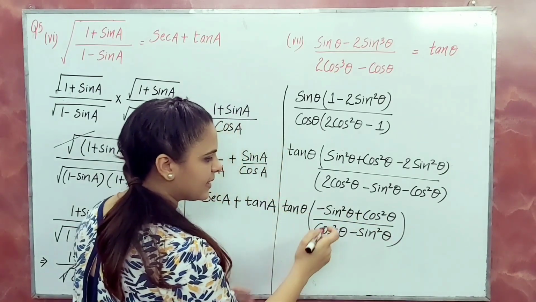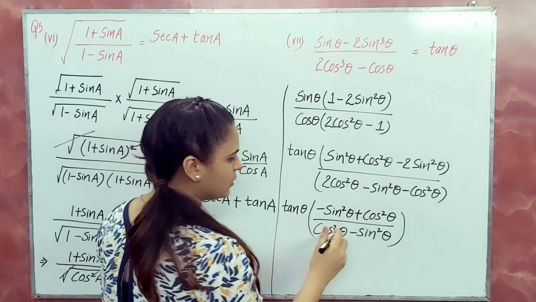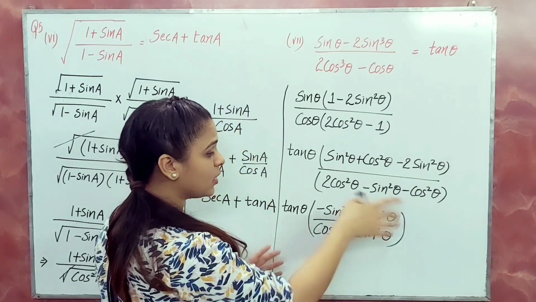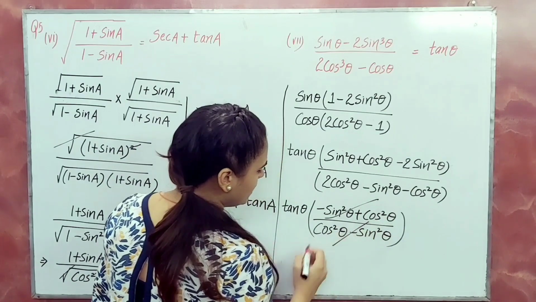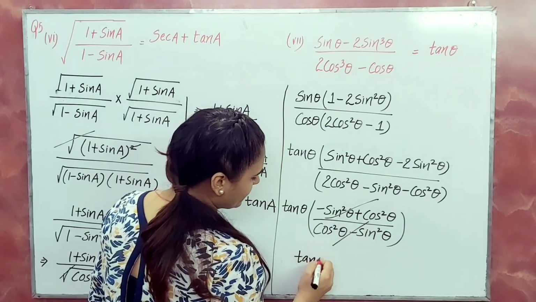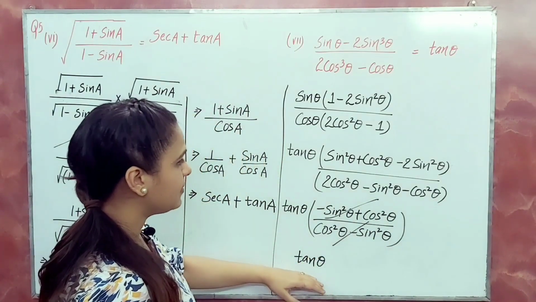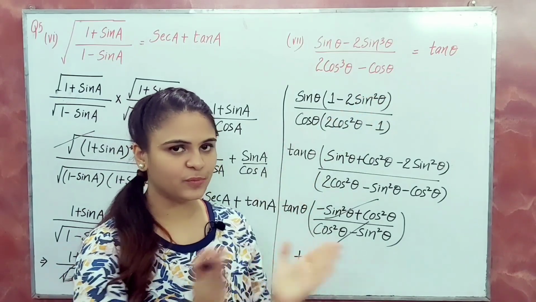Now you can see we can cancel them out because both are equal, cos square theta minus sine square theta and cos square theta minus sine square theta. So finally the result is tan theta. We have LHS and RHS equal, hence proved.